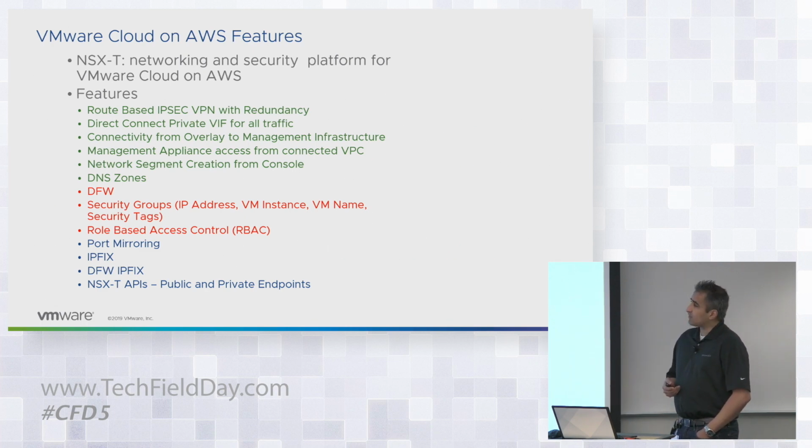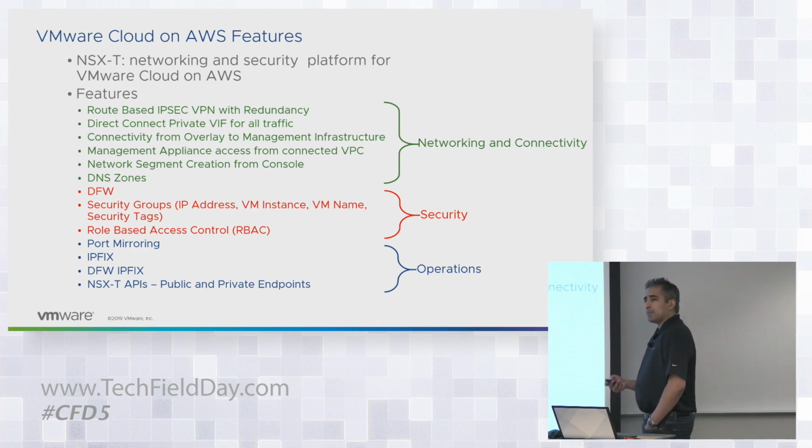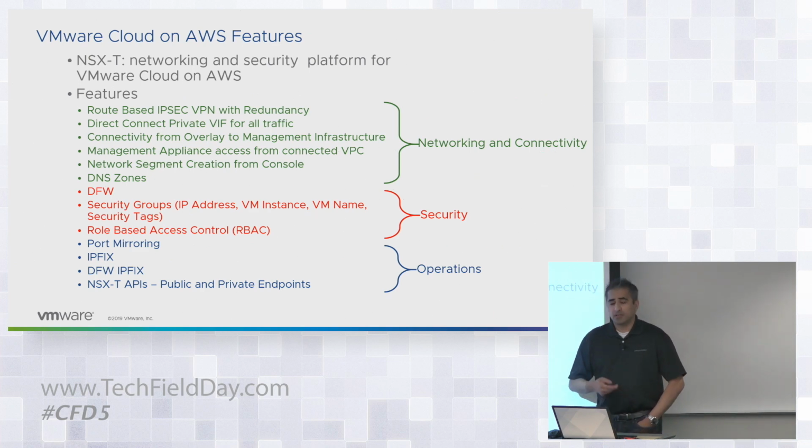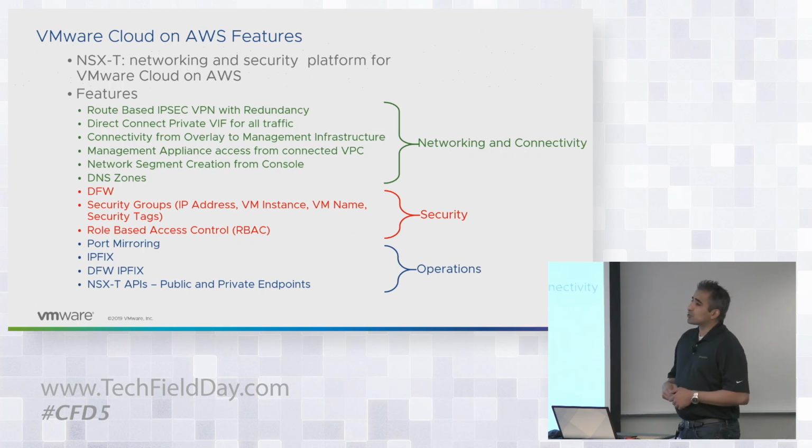If you look at the features and capabilities, you can really group them into three categories. There's networking and connectivity, things like route-based VPN, IPSec VPN, all traffic over Direct Connect. There's security, things like distributed firewall, security groups, security tags, role-based access control. And then there's also operations, things like port mirroring, IPFIX, and APIs. Obviously, we have 30 minutes here. We're not going to go through everything. It's not going to be a deep dive. But what I do want to focus on is some of the important aspects of networking, connectivity, and security.